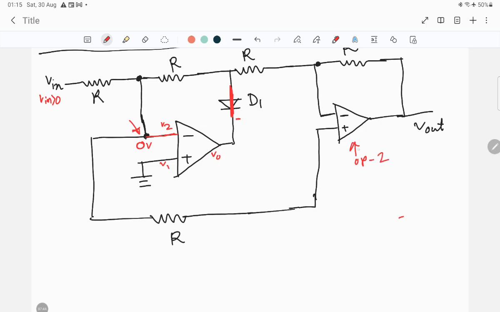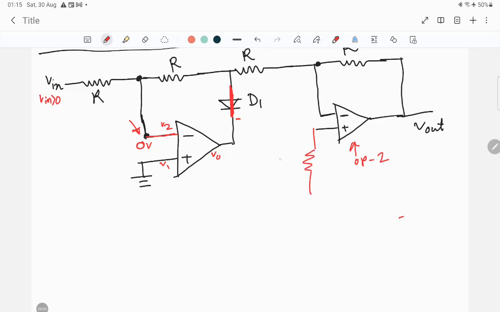If you look at the second op-amp, you can see the non-inverting terminal of the second op-amp is connected with a resistance, and ultimately the resistance path is also connected with the 0 volt. So if we redo the construction of this particular circuit diagram, we may draw the circuit configuration like this, R.